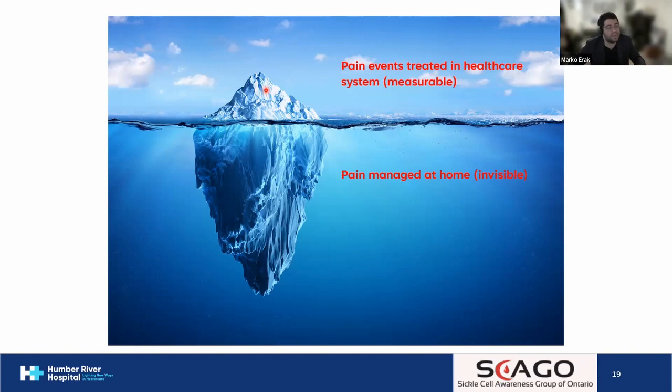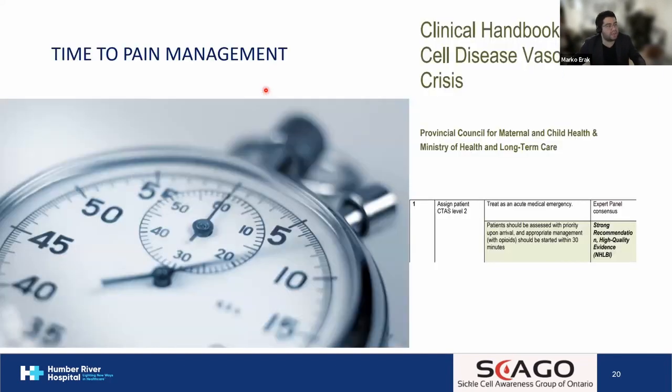So oftentimes, the way I would assess the pain is I would simply ask the patient, how bad is the pain? Is it similar to your previous episodes? What usually works, that sort of stuff. And that's actually standardized in the guidelines. So the clinical handbook for sickle cell disease vaso-occlusive crises from the ministry in Ontario talks about timely pain management and what you should do in your assessment of the pain.